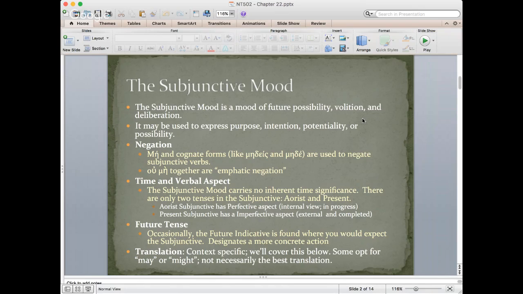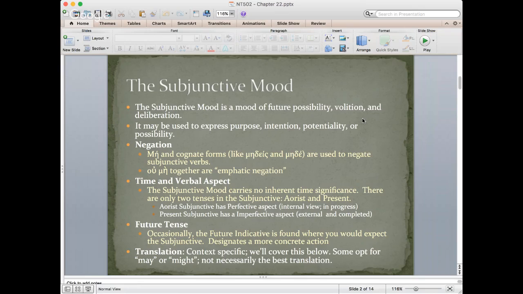When you negate it, you're going to negate it with the mē form. So instead of ou, which was our indicative negation, mē is going to be the negation for basically any non-indicative mood. So one big flag is that if you see a mē as your negation, you need to understand that you're probably dealing with a non-indicative mood. And then the cognate forms of mē, like mēdeis and mēde, are used to negate subjunctive verbs as well. Ou mē is going to be used together in a unit as an emphatic negation, and that's a very specific type of negation.